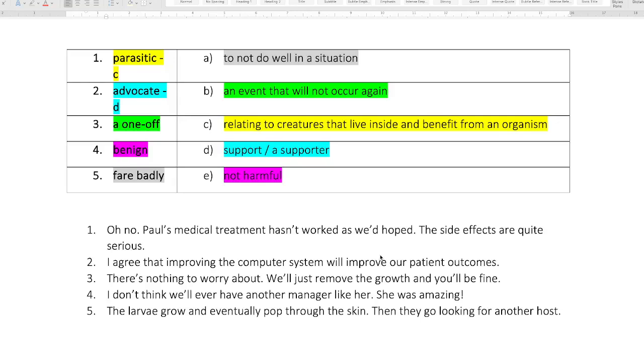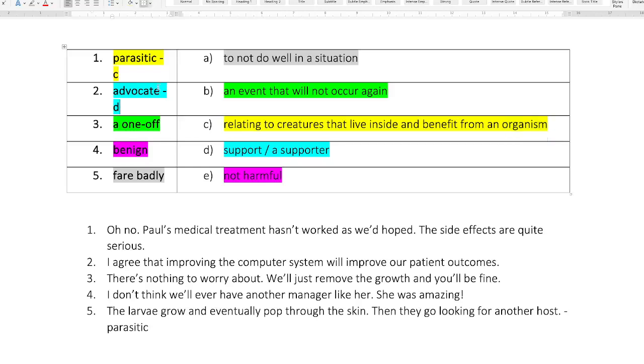Okay, we've had 30 seconds. Let's go through and have a look. Let's go down 1 to 5 here. So parasitic, that one matches with number 5. I think that one was a really obvious one. So the larvae, that's the babies, they grow and eventually come through the skin. They pop through the skin and they go looking for another host. A host is an organism that parasites live on. An animal, a creature, human, that kind of thing.